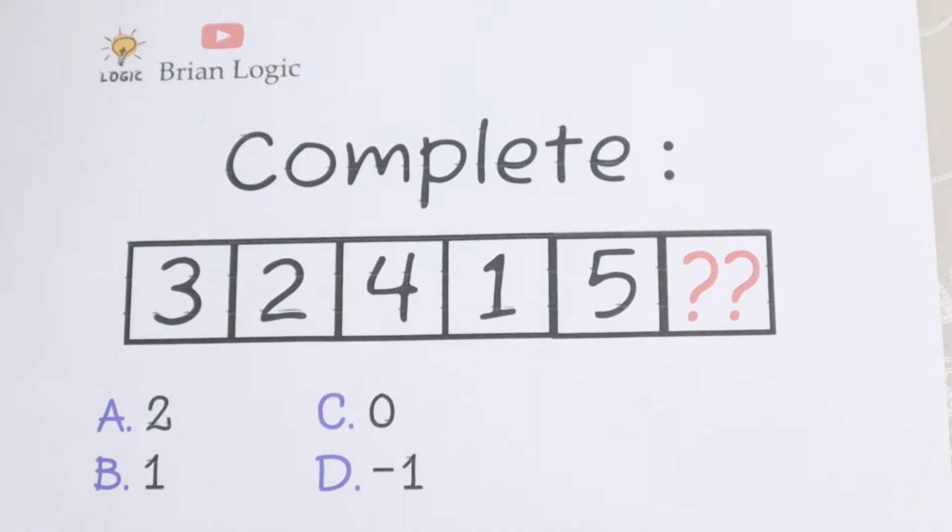In this video we are going to solve this interesting brain test. We need to complete this numeric series. We have 3, 2, 4, 1 and 5 and we need to find the last number. Right here on the bottom we have a lot of options. We have 2, 1, 0 and -1.